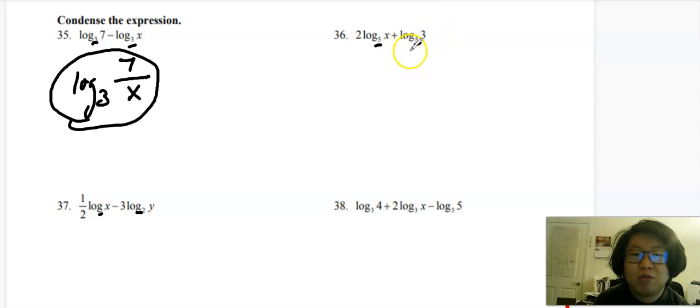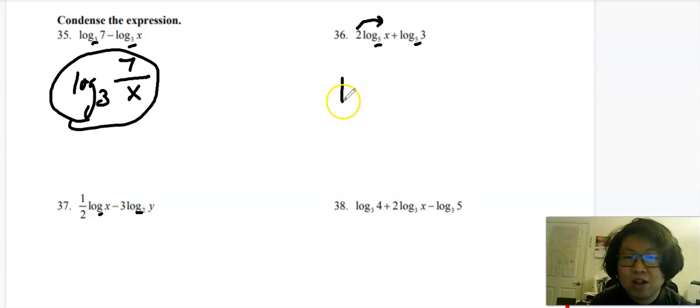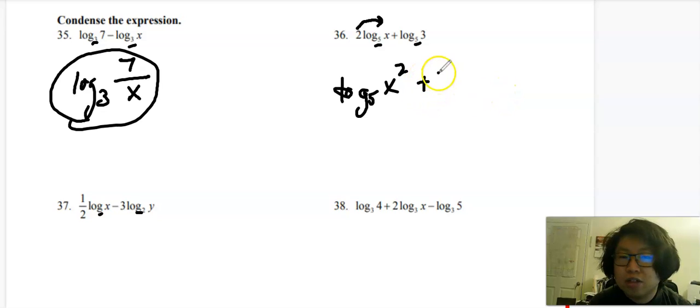Well, this was a little more involved. I'm going to have to get a little bit creative here. So first, I got to put this 2 back where it belongs by exponent rule, the power rule. Log base 5 x squared plus log base 5 of 3. So using the power rule, I got that in there.